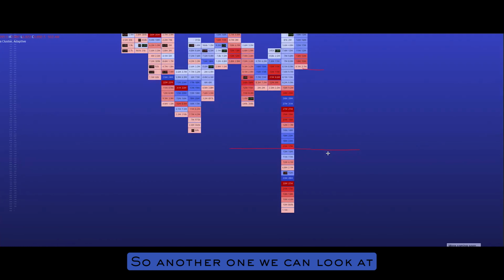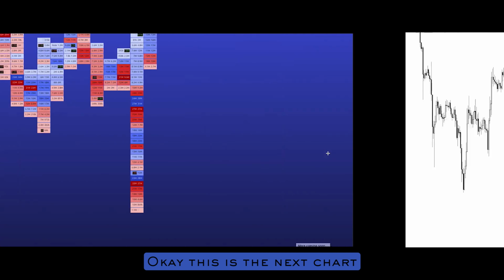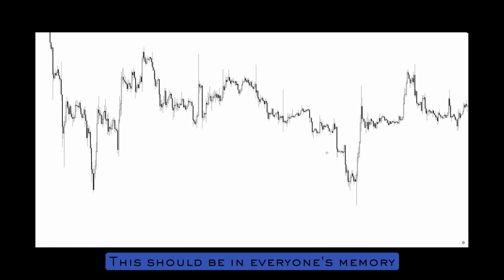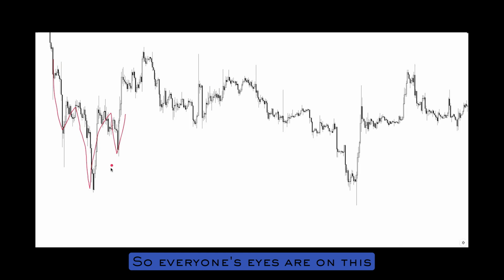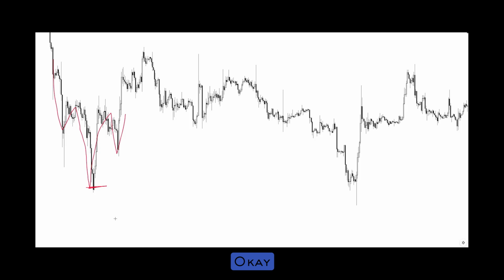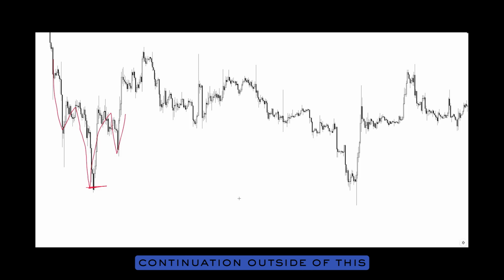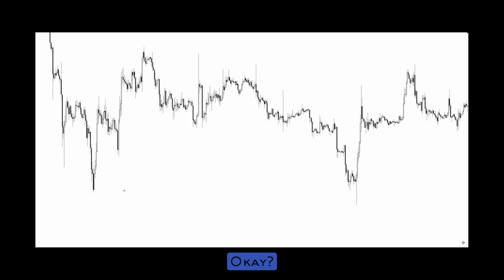So another one we could look at is the next chart. This should be in everyone's memory. This was the first part of the recent range, and we have this major selling climax right here, putting in this low. So everyone's eyes are on this. My eyes were on that. A lot of traders anticipated continuation outside of this, but again, this is why we talk about acceptance. This is why we talk about trap traders and acceptance.